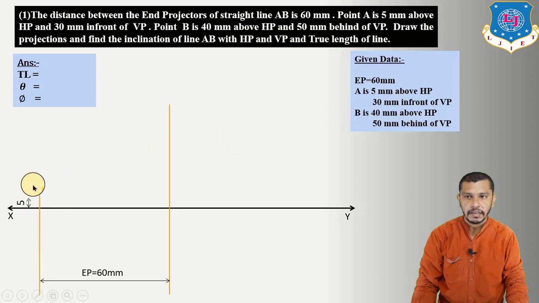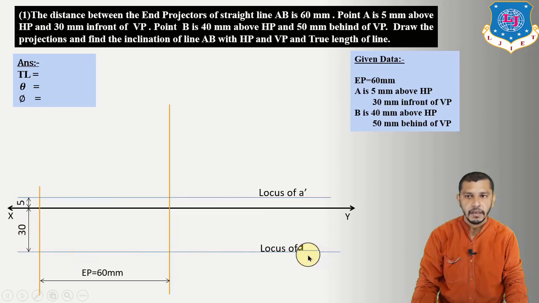So above the XY reference line 5 mm, we will get the locus of A dash, and 30 mm in front of VP. That means 30 mm below the XY reference line, we will get the locus of A. Now let us consider this projector as the projector of A. So we will get A dash over here and A over here. So A dash will be the elevation of endpoint A, and A will be the plan of endpoint A.